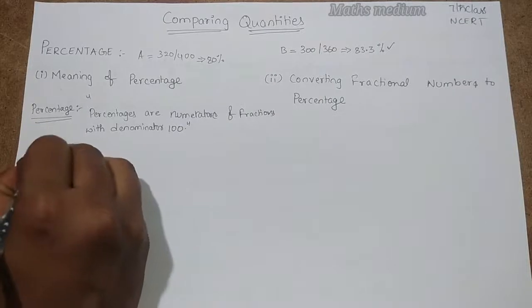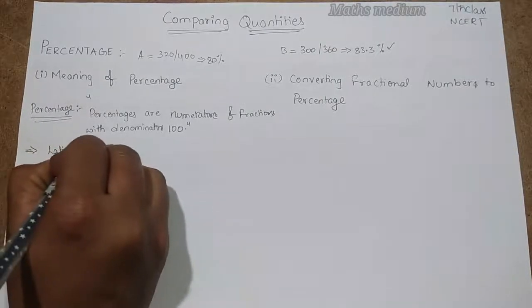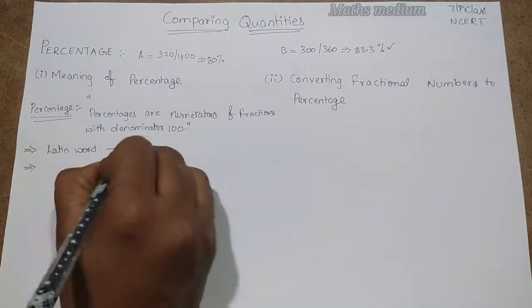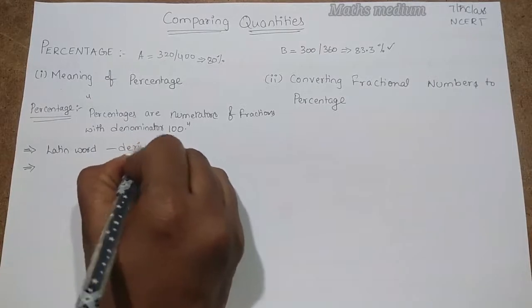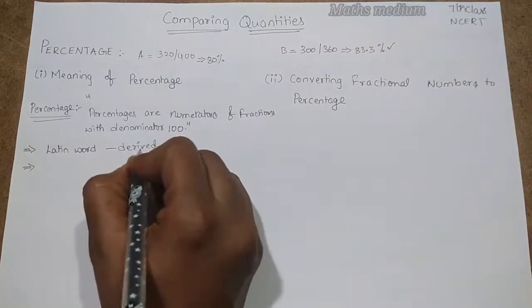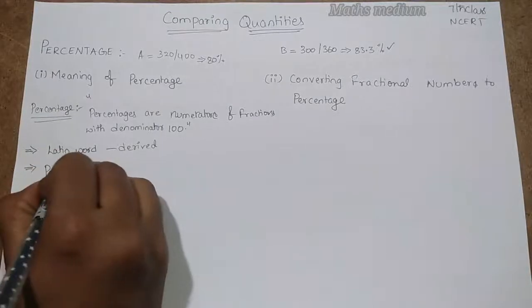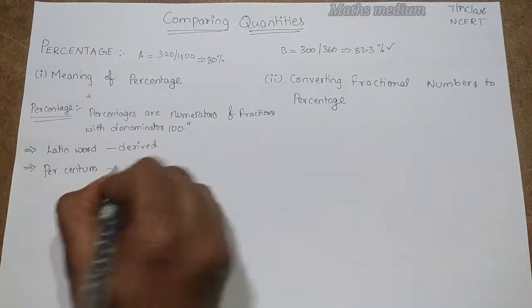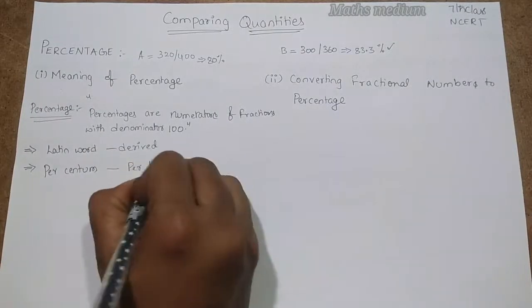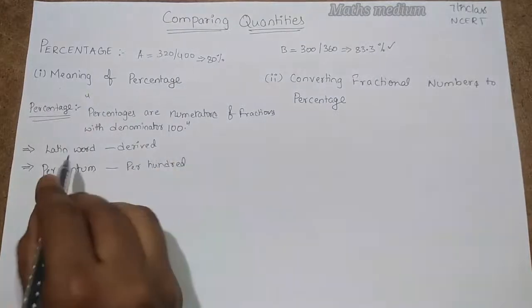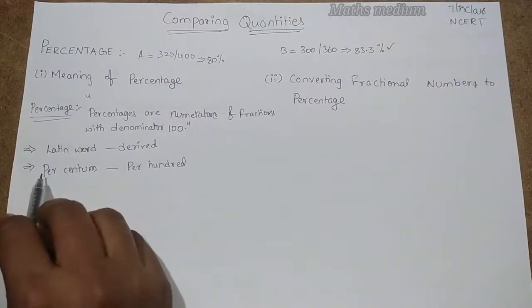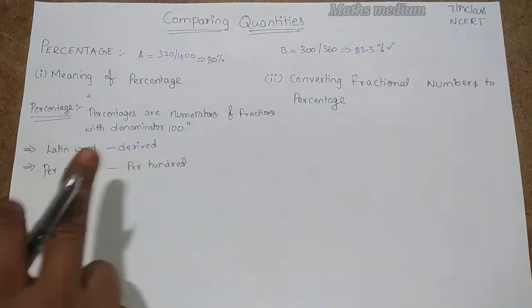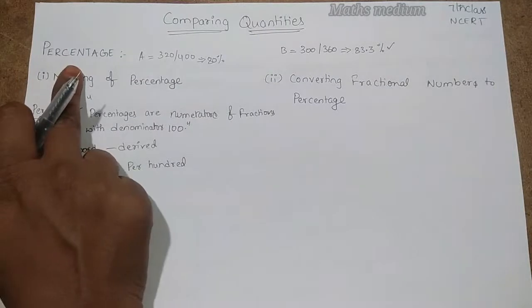It is a Latin word, and it is derived from the Latin word percentum. Its meaning is per 100. You know, cent means 100, right? So percentum means per 100. That is the meaning of the word percentum, and it comes under percentage.